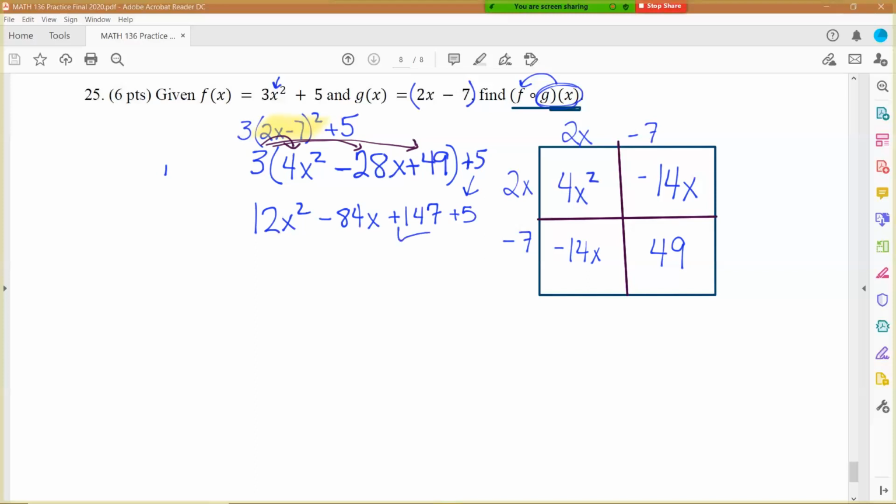You got it. We're going to combine like terms right here. We're going to take 147 plus 5. Everything else stays the same. So 12x squared minus 84x plus 152 is going to be your final answer.